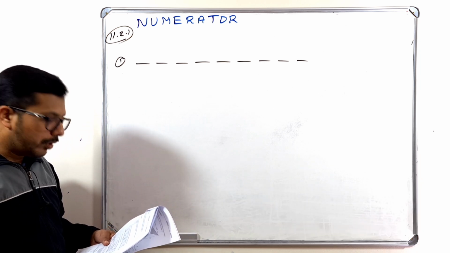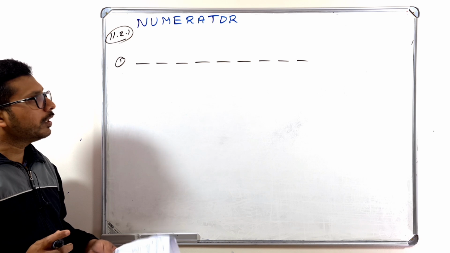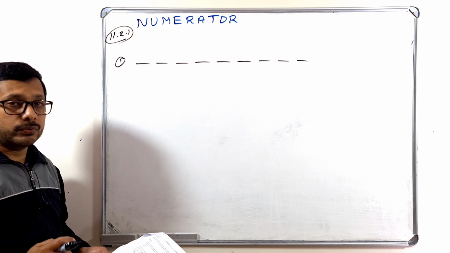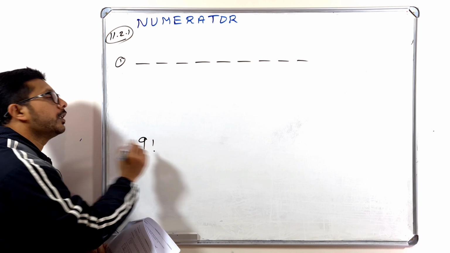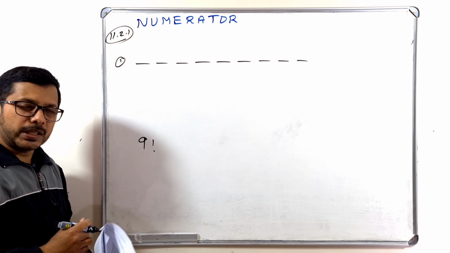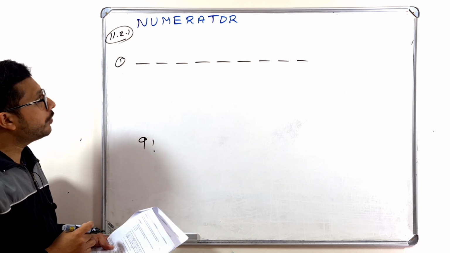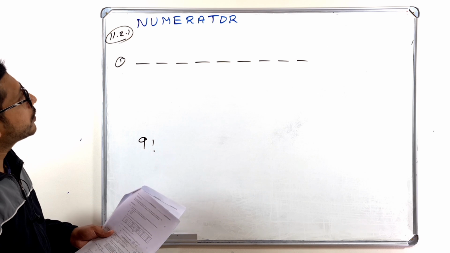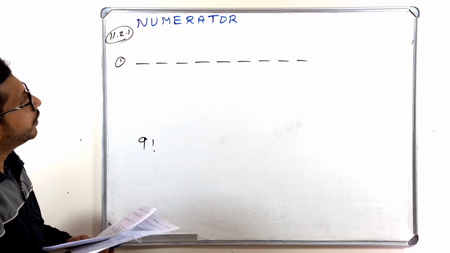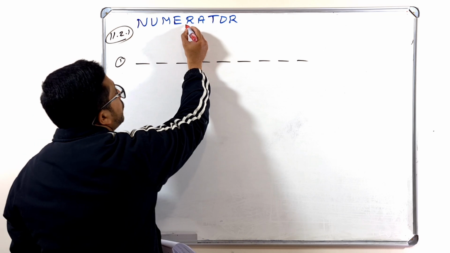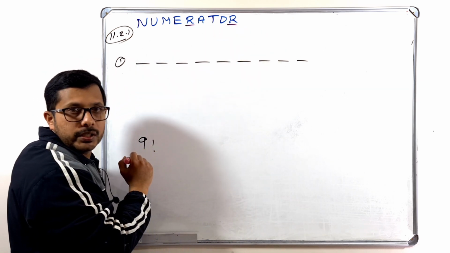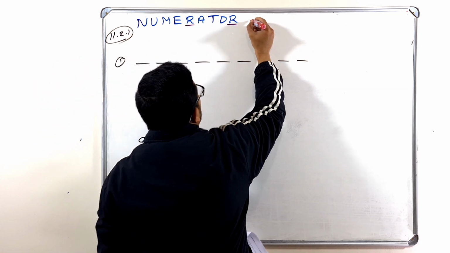So here you have to understand one thing. Maybe the majority of you, those who practice, are thinking that straightforward, it is 9 factorial. But it's wrong here. Do you know why? Look at this word numerator. Look at these two letters. So I'm going to write that one.